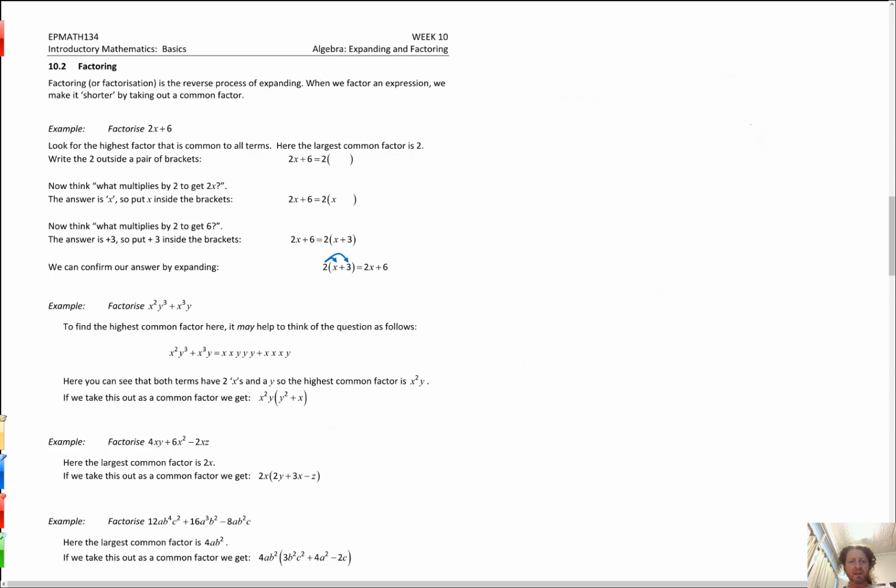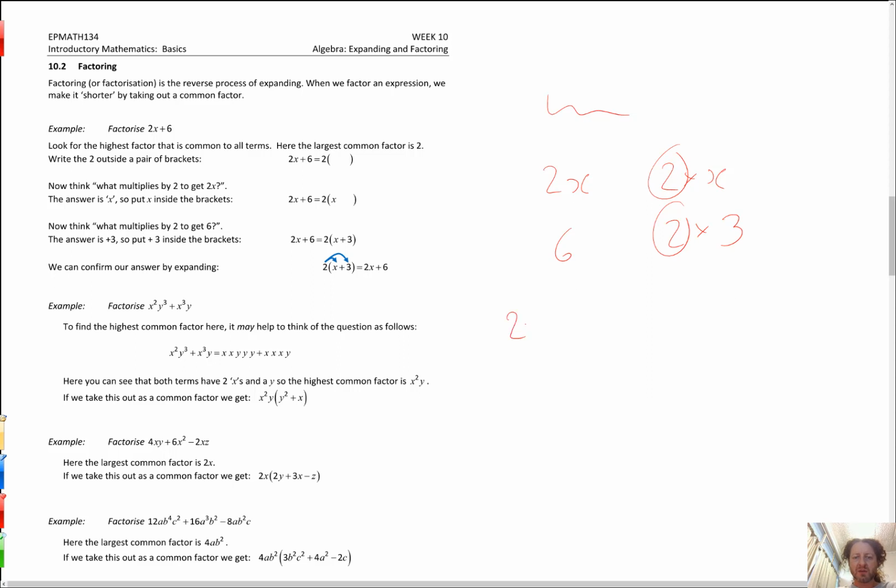So let's go through this example here, which says factorise 2x plus 6. Well, that was a pretty nice one. What's 2x and a 6 got in common? Well, 2x is just a 2 times x, and I can think of 6 as a 2 times 3. I can see they've both got 2's in them.